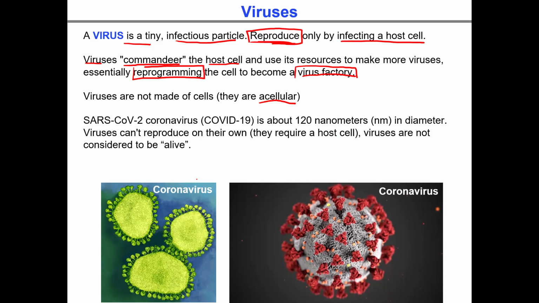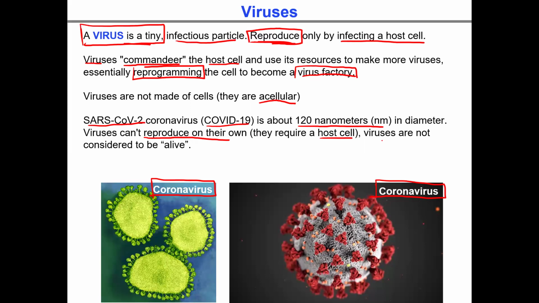Now, if you look down here, here are some examples of some very, very famous viruses, especially in recent times. We have our coronavirus here, which is what it looks like underneath the microscope, and then we have more of a computer-generated rendition of what that looks like. The SARS-CoV-2 coronavirus is 120 nanometers, so again, very, very tiny. Remember, viruses are incredibly tiny pieces, and they cannot reproduce on their own. They require a host cell.